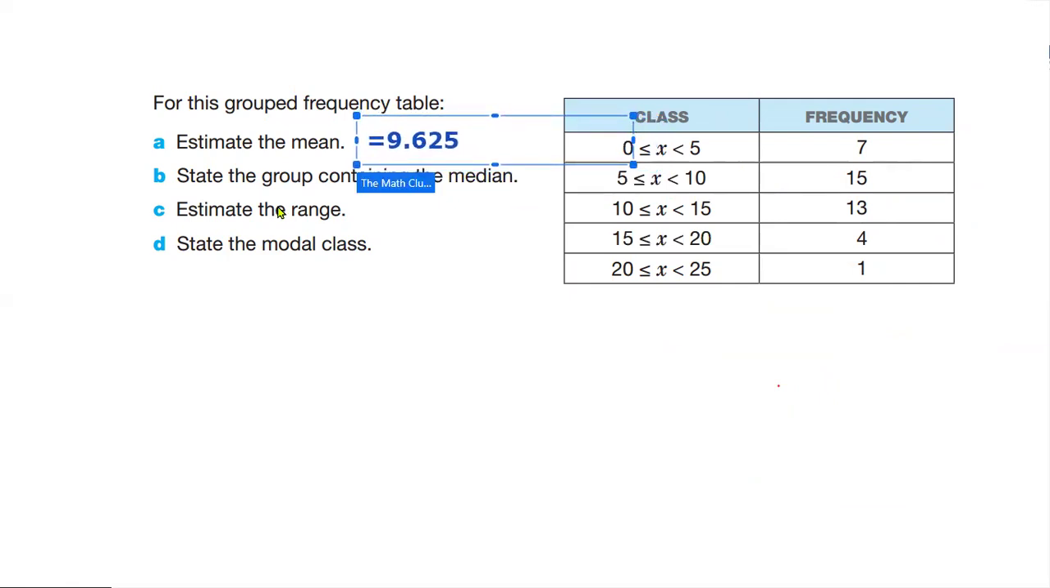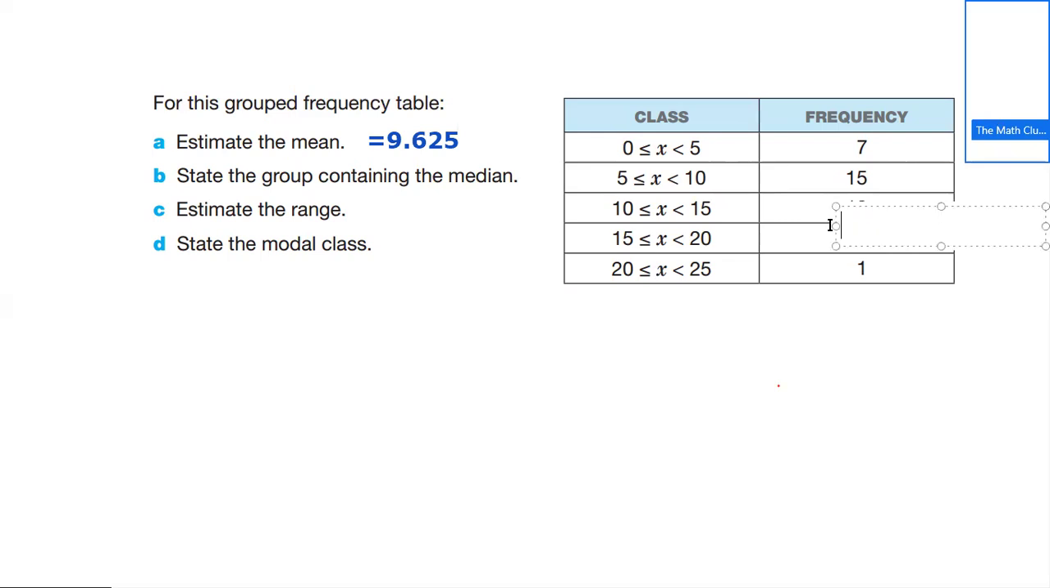Okay. Now the next question wants us to find the group that has the median. How do you do this? First, you have to find the cumulative frequency. Let's put this here. Here you have the frequencies. Now you find the cumulative frequency out of this data.